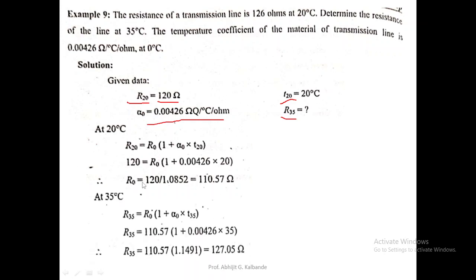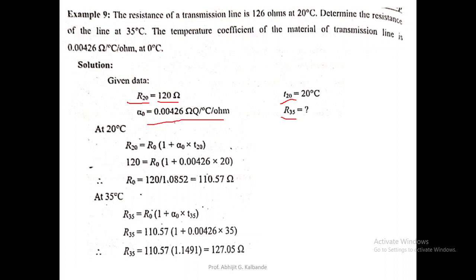And after getting the value of R0, we put it in the formula for R35. That R35 is equal to R0 into (1 plus alpha 0 into T35). Now T35 पता है 35 डिग्री सेल्सियस। अल्फा 0 तो ऑलरेडी गिवन था, वो भी पुट कर दिया। R0 पहले निकाला था, अभी वो वहाँ पे पुट कर दिया। So here we got the resistance R35. That resistance at 35 degrees Celsius will be equal to 127.05.